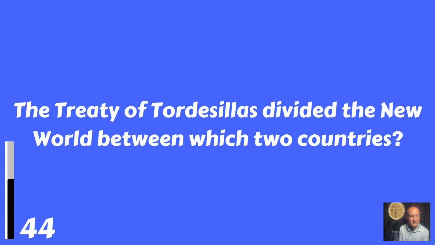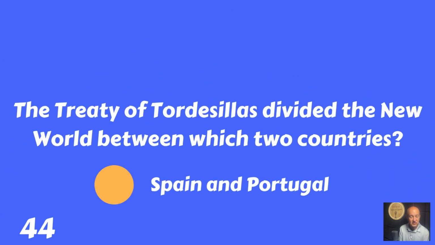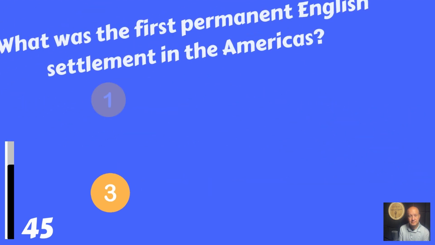The Treaty of Tordesillas divided the New World between which two countries? The Treaty of Tordesillas divided the New World between Spain and Portugal.